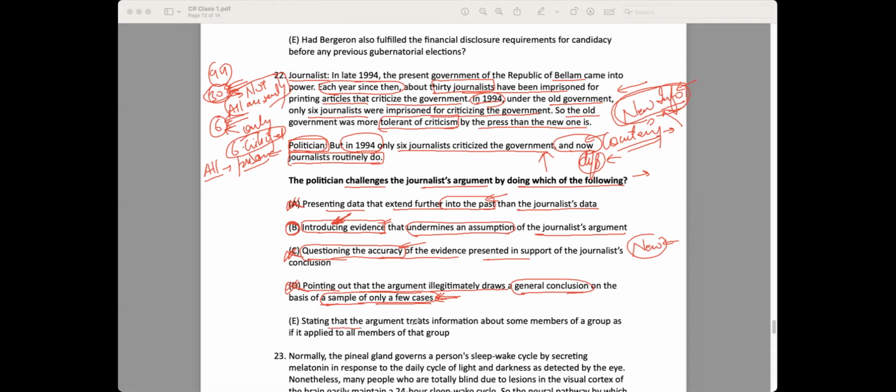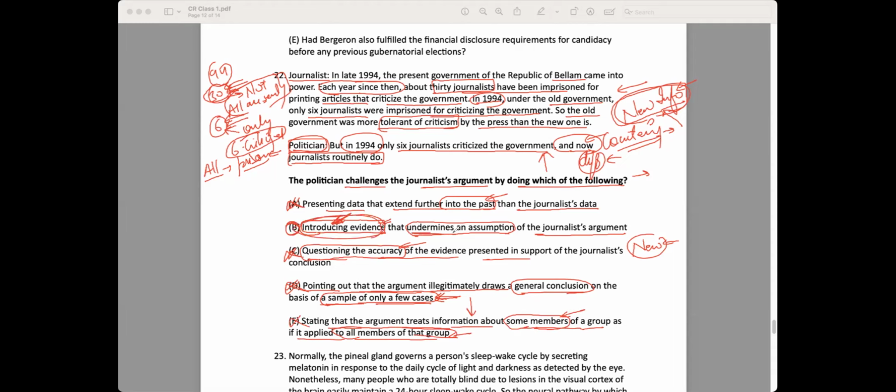E, stating that the argument treats information about some members of a group as if it applied to all members of that group. Okay. Again, it's similar to option D. Does the politician say that you are talking about some members of the group, and that you are extrapolating based on that? No. It's presenting new evidence.